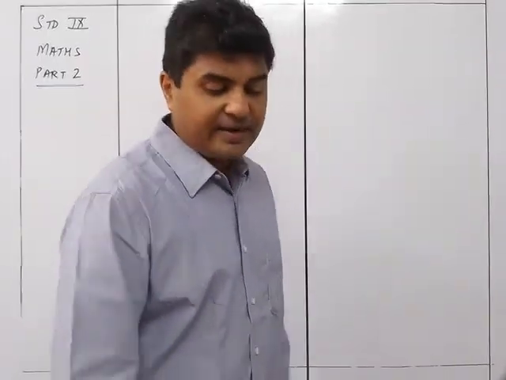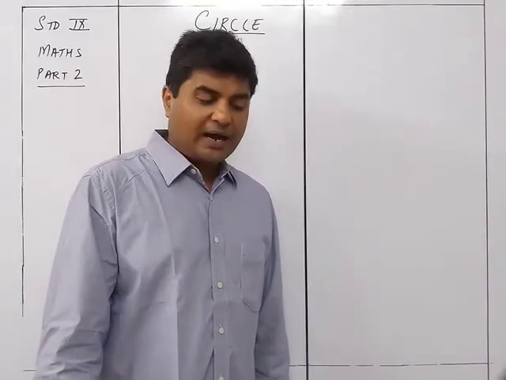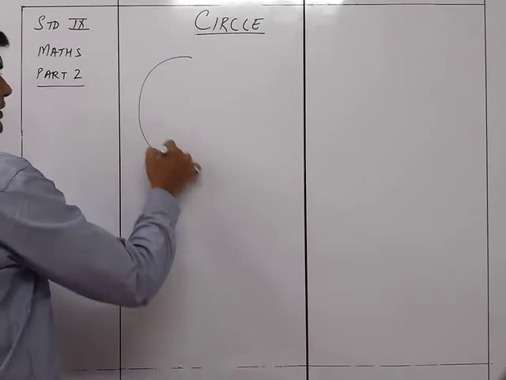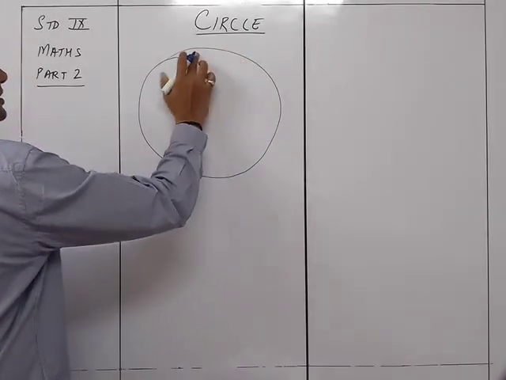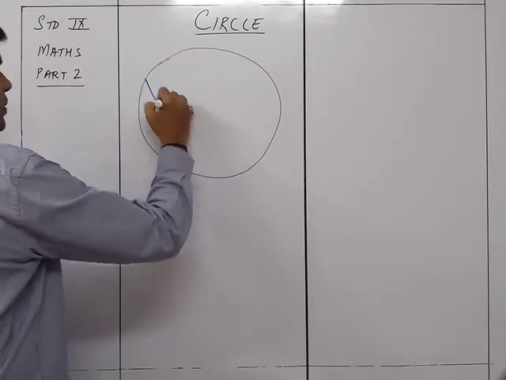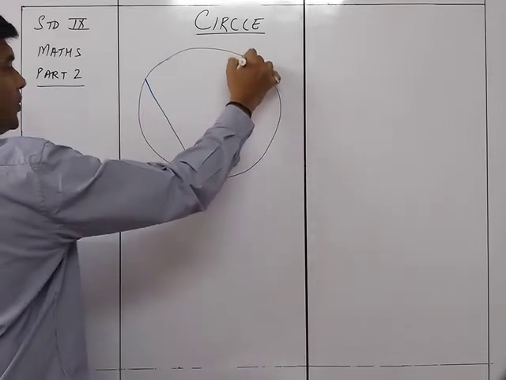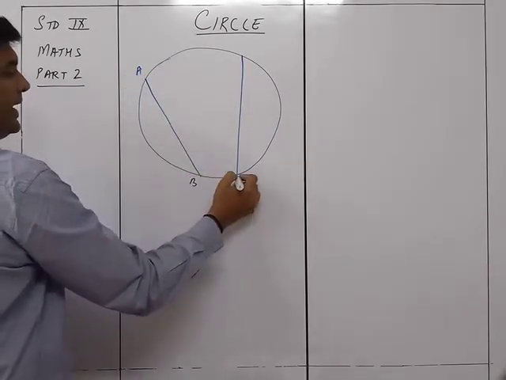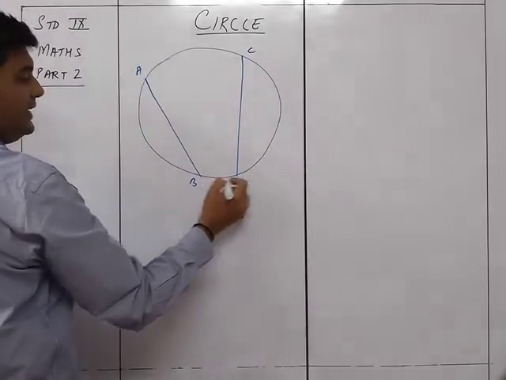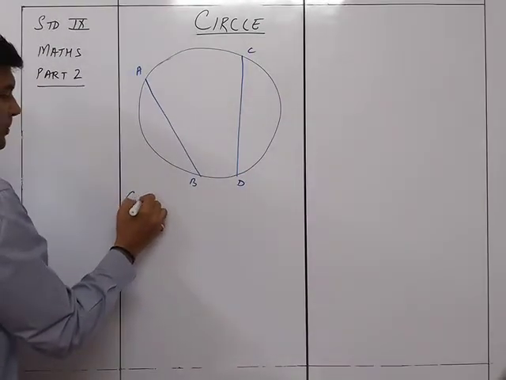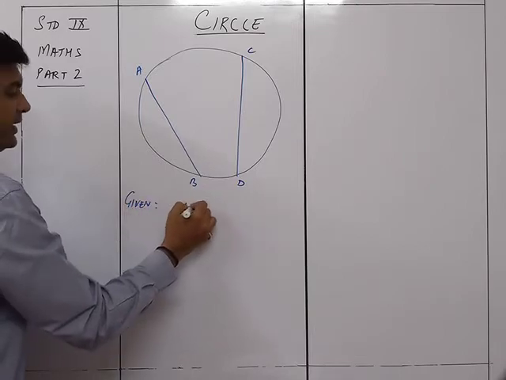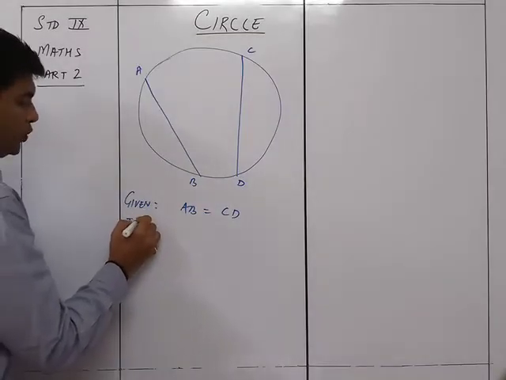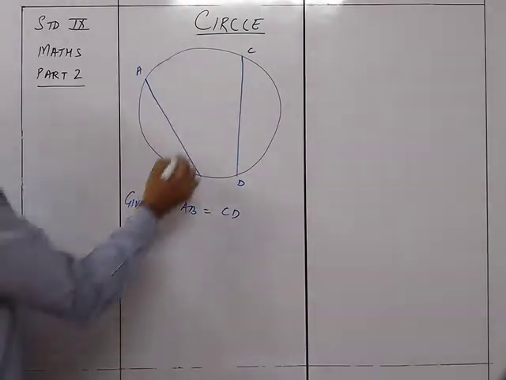The third theorem is that equal chords of a circle are equidistant from the center. So if I've got a circle over here, and in this circle I've got two chords, one chord over here and another chord over here like this, and it is given to me that AB and CD are equal chords, so AB is equal to CD, then it can be proved that they are equidistant from the center.